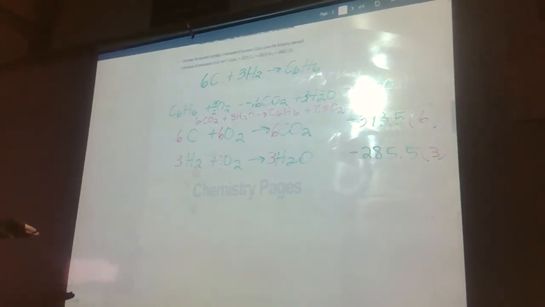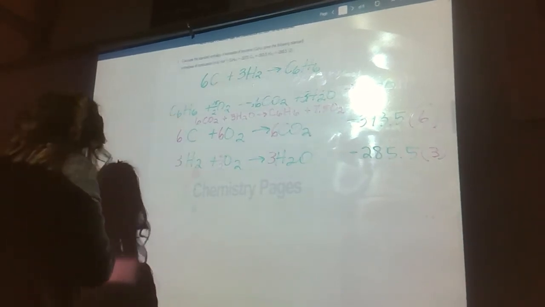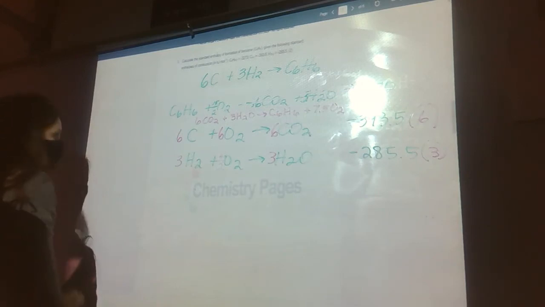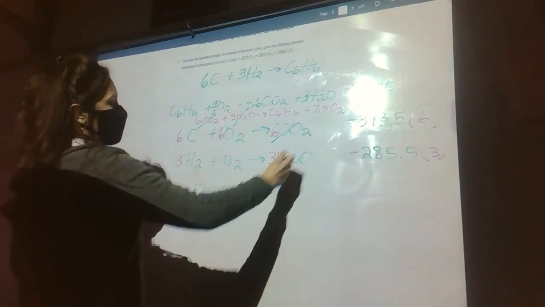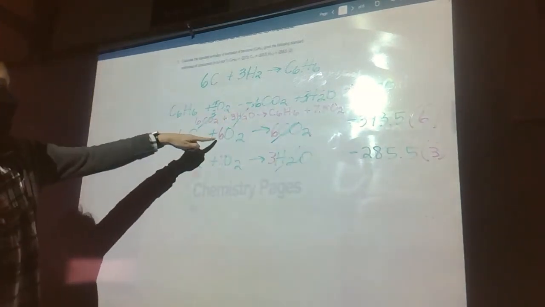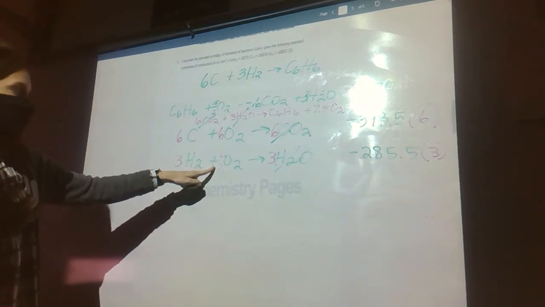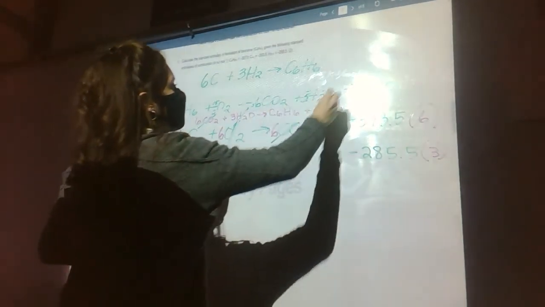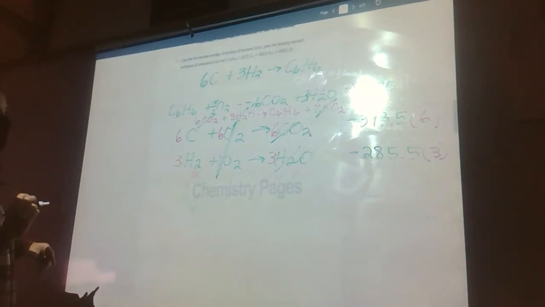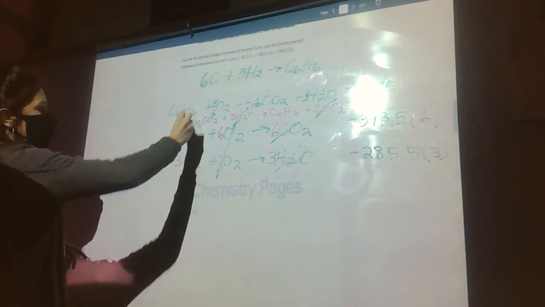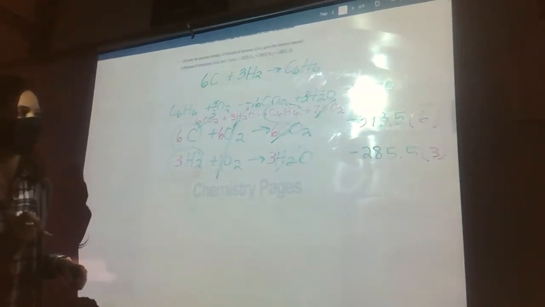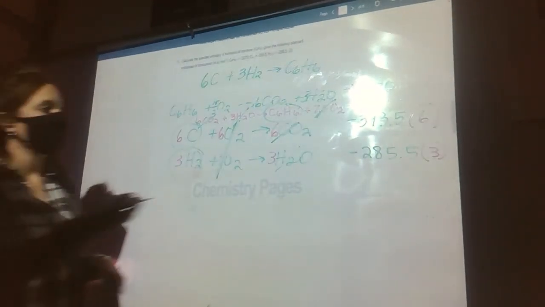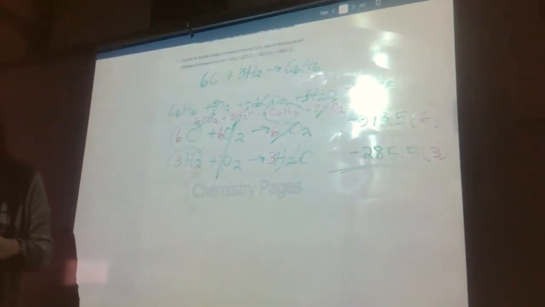Okay, at this point, we cancel things to cancel. Carbon dioxides, we have 6 and 6. Waters, we have 3 and 3. Oxygen, we have 6 plus 1.5 is 7.5, and 7.5. And then we have 6 carbons plus 3 hydrogens makes C6H6. That was my goal. So then I just add these things up, and that's my answer.